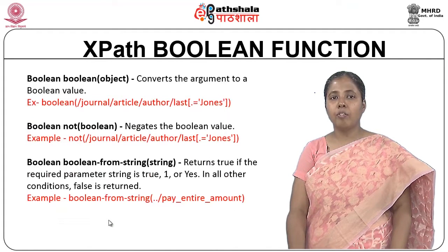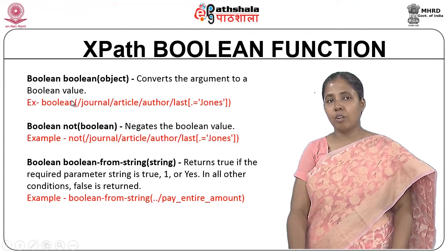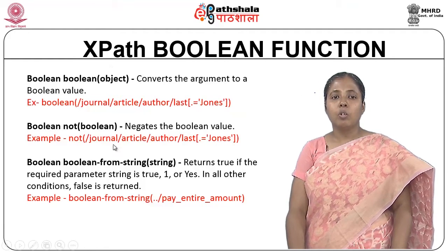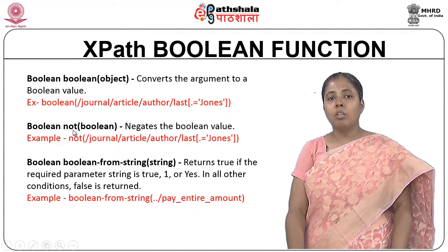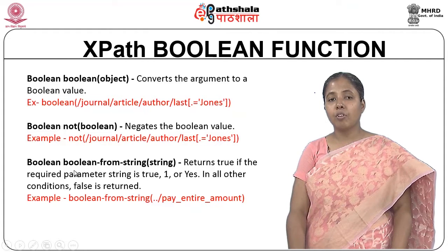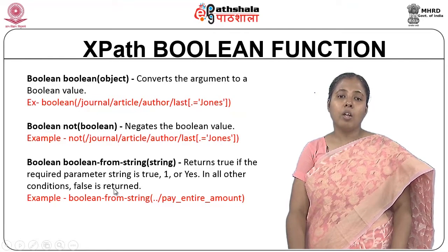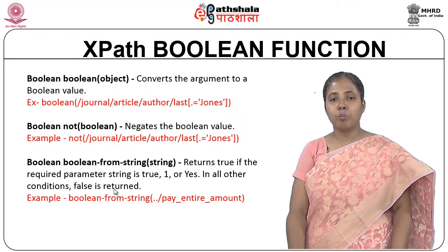And some of the Boolean functions are listed here. The boolean function converts the argument to a Boolean value, like the string function converts an object to a string. Then there is a function called not, which negates the Boolean value. And there is a function called boolean-from-string, which returns true if the required parameter string is true, 1 or yes. In all other conditions, false would be returned.